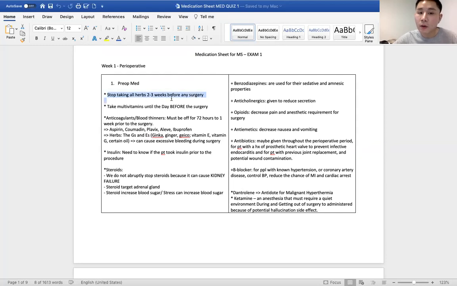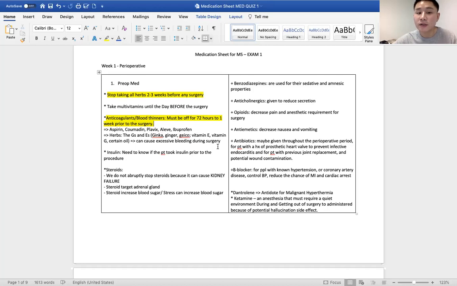So let's look at the perioperative first. Stop taking oral herbs 2 to 3 weeks before any surgery is a very important thing. So we need to know that. Anticoagulant blood thinners must be off 72 hours to 1 week prior to surgery. So these are the anticoagulants. This was in your PowerPoint last week too. So the G's and the E's, vitamin E, can cause excessive bleeding during surgery.